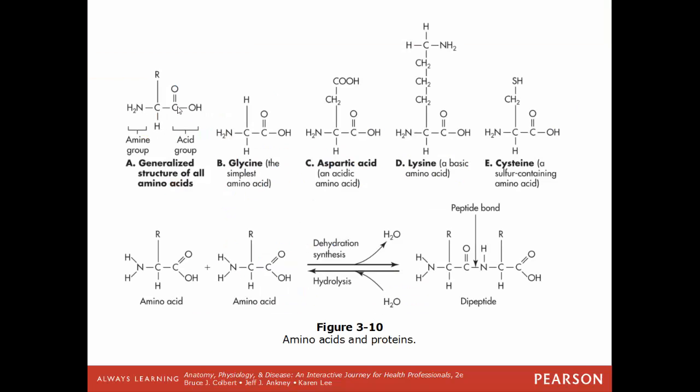Here are some common examples of amino acids. This is a generic representation of an amino acid. Glycine, which is the simplest, aspartic acid, lysine, cysteine, and so on. And there are only 20 amino acids that are found within the body, most of which your body will make on its own, but some your body needs to get through your diet.